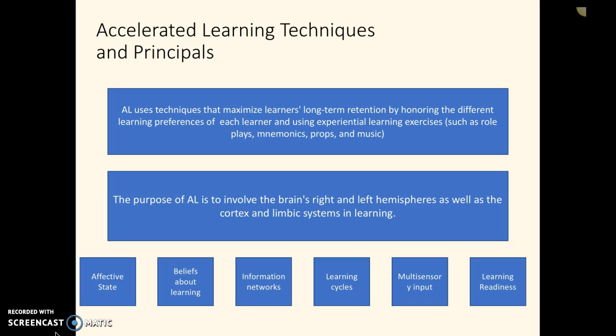Informational networks provide a connection to new material and how they can connect back to it. Looking at learning cycles, remember that learners are better able to process and retain short learning segments rather than long ones. Multi-sensory input, where learners learn in different ways, so you use that multi-sensory approach. And then making sure that the learning readiness state is there, ensuring that they're ready to learn.